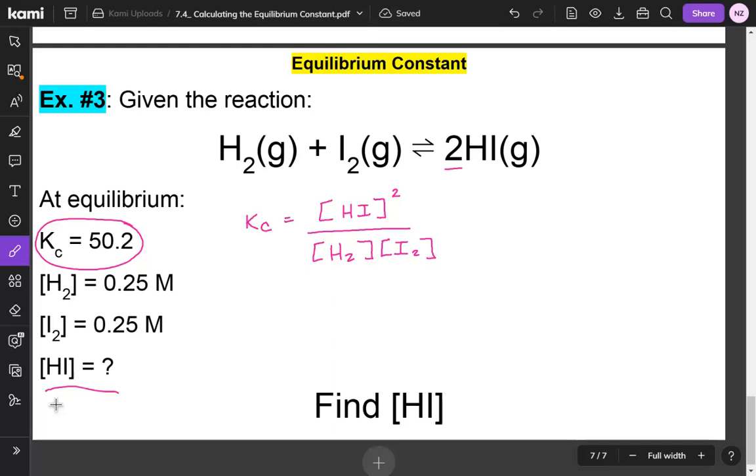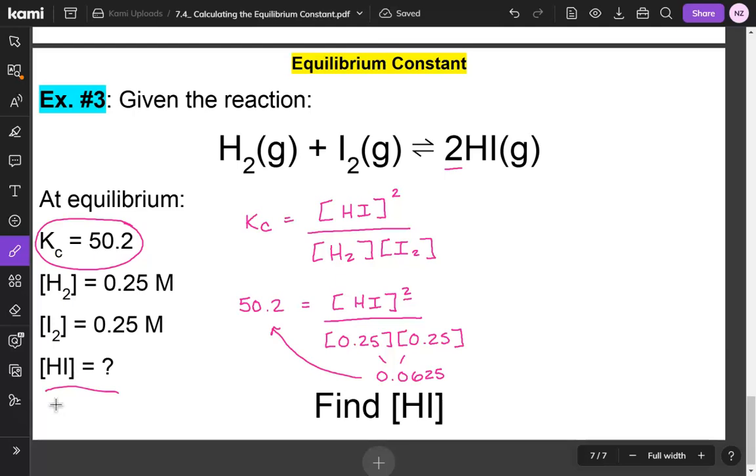So let's go ahead and plug in our numbers. We've got 50.2. That is our equilibrium constant. We're solving for HI, so I'm just going to write that out here. And then let's plug in our denominator. We have 0.25 for both of these. Okay, so I can actually simplify my denominator. If I multiply these two numbers, I get 0.0625. And let's divide that over.